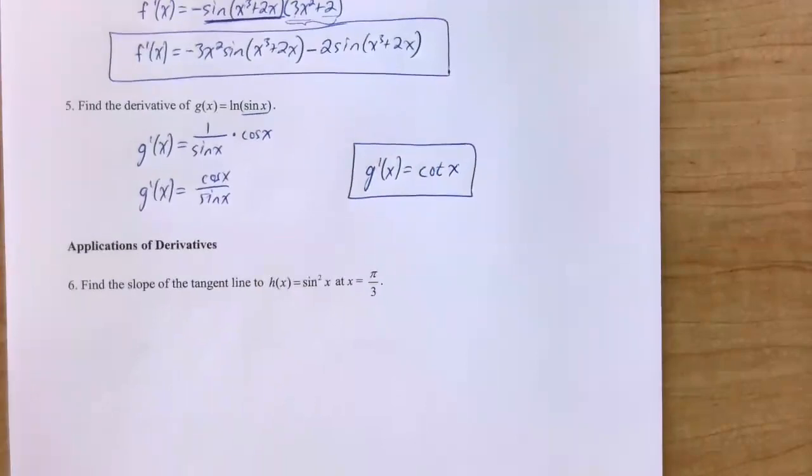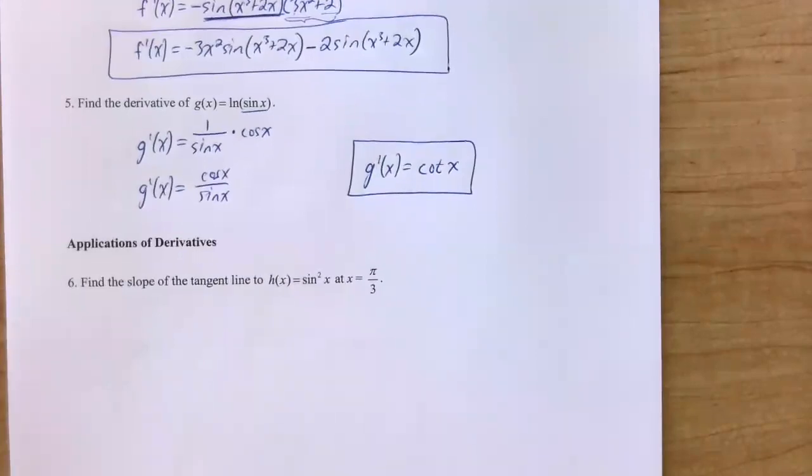All right, let's look at some applications now. So we saw all 3 rules. We saw the product, the quotient, and the chain rule. What we're going to do now is apply what we did in previous lessons by finding the slopes of some tangent lines using these 3 rules.